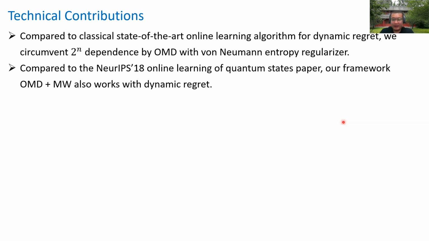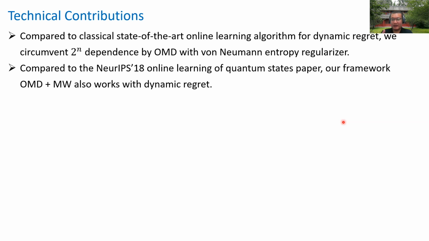Okay, so how about the technical contributions here? We need to make some comparisons, because you can imagine that both on the classical side of online learning and on the quantum side, about quantum state tomography, about learning quantum states from measurements, a vast majority of the literature has carefully investigated such problems. So in general, we want to be a little bit careful. For instance, in the comparison to classical state-of-the-art online learning algorithms, the main contribution here is that we really want to be careful with the dimension.